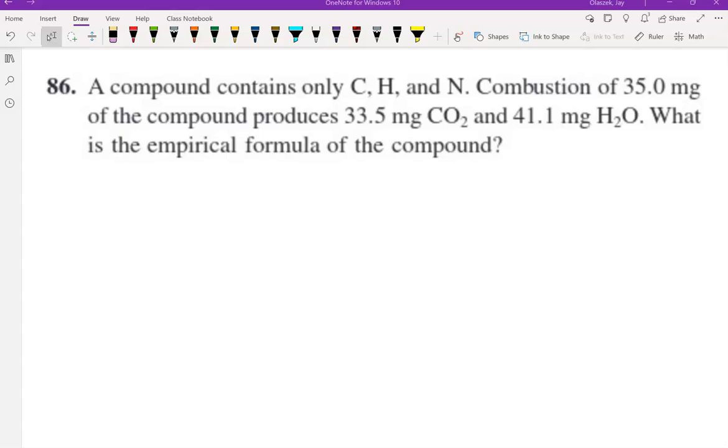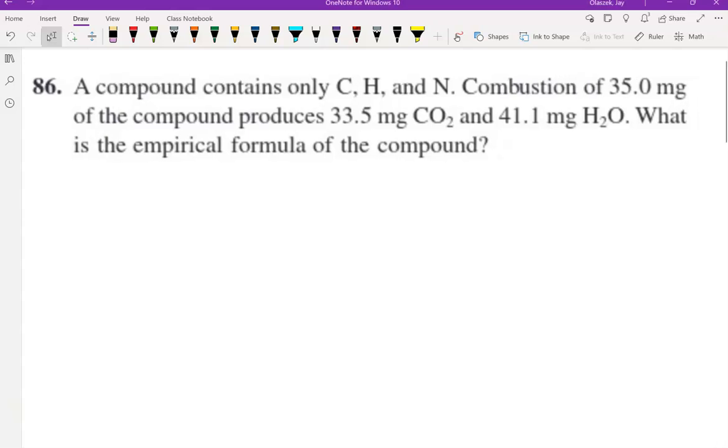Okay, so this is a good example of an empirical formula question, AP Chemistry style. What we need to do is find the empirical formula of this compound CxHyNz. We don't know any of those subscripts. Here's what we do know. It says if we combust 35 milligrams of this compound, we get 33.5 milligrams of CO2 and 41.1 milligrams of H2O. A couple things we want to know in advance.